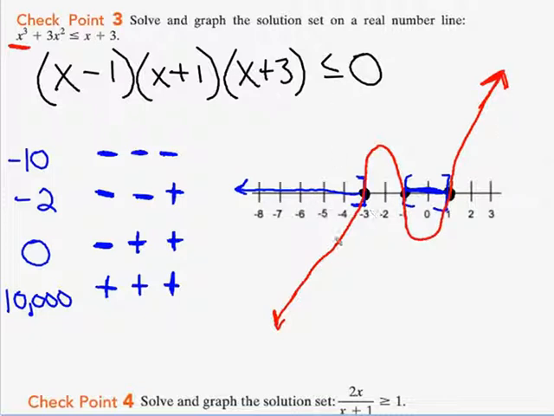So again, less than 0 means we are under the x-axis. In this little piece here, we were above the x-axis. We did not color in that interval. And then from here on out, we were above the x-axis, so we again did not color in that interval.